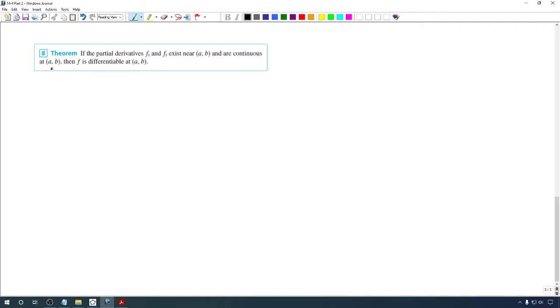So here we have Theorem 8. If the partial derivatives f sub x and f sub y exist near a point and are continuous functions, then f is differentiable. Now, note that this doesn't always have to be true for a function to actually be differentiable. This is actually a little bit beyond what we need. But we did already note that just having the partial derivatives exist was not enough. We do need this continuity condition on those for this theorem to apply. And usually when they exist, they will be continuous.